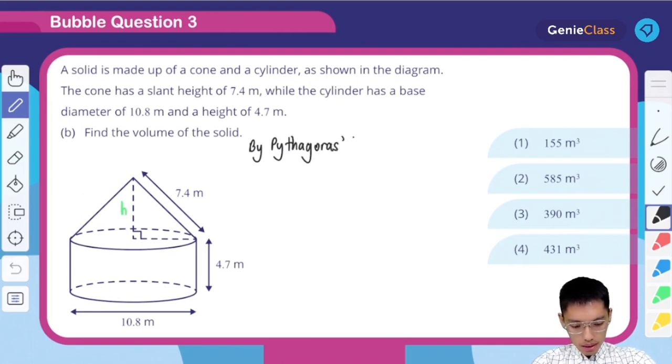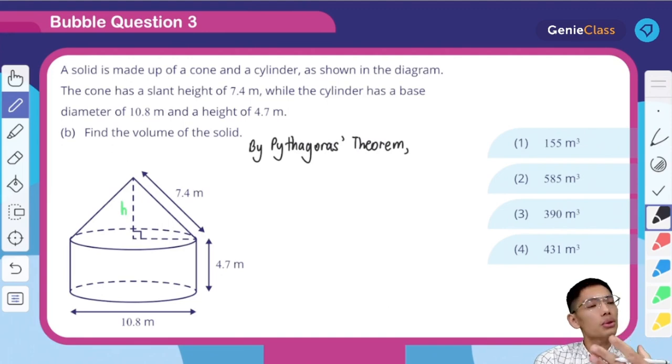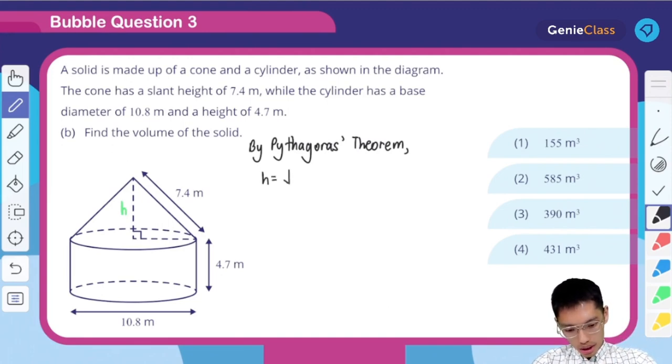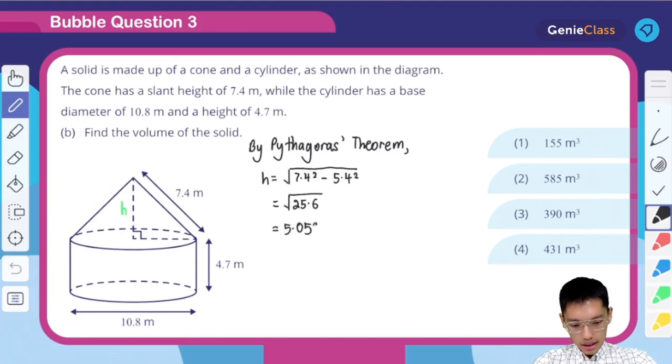This is the first mathematician that should come to your mind, and it will continue to stick to you all the way. So I have h over here. In this case, following Pythagoras theorem, h is the square root of 7.4 squared minus 5.4 squared. This is equals to the square root of 25.6. Following up, evaluate, 5.0596.